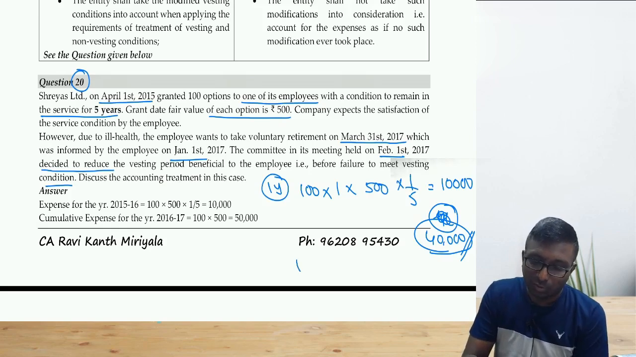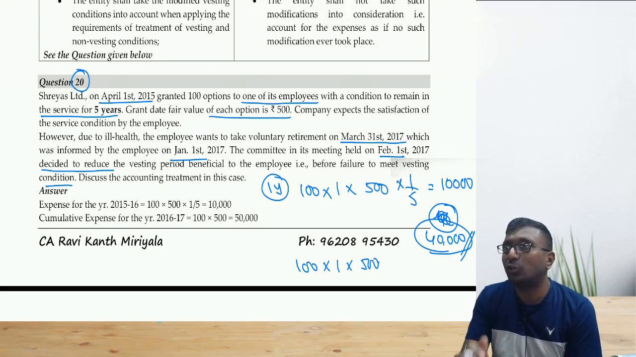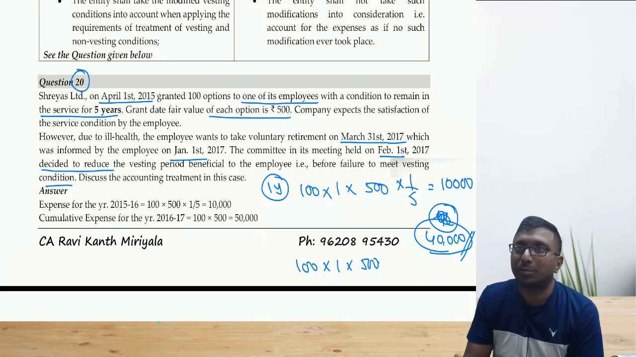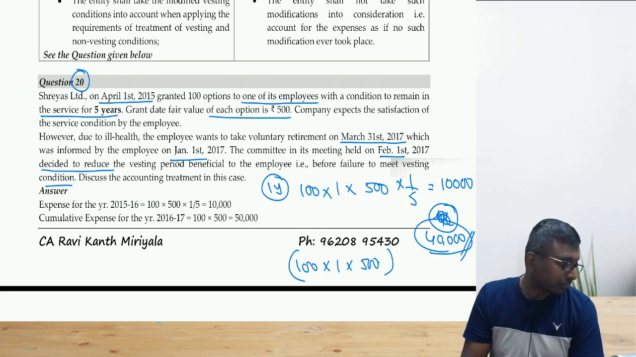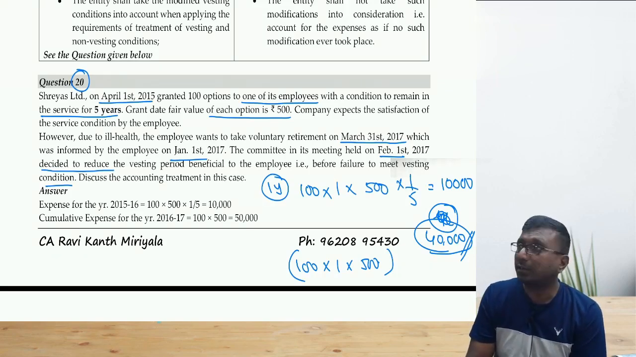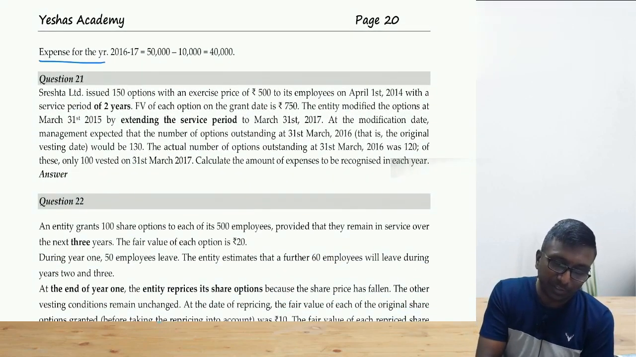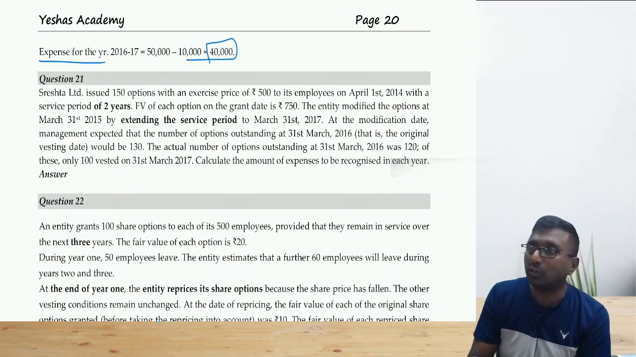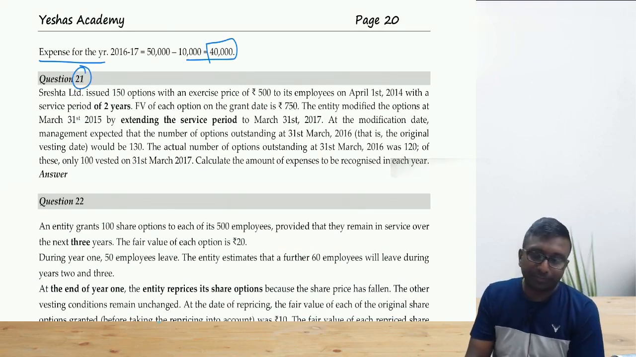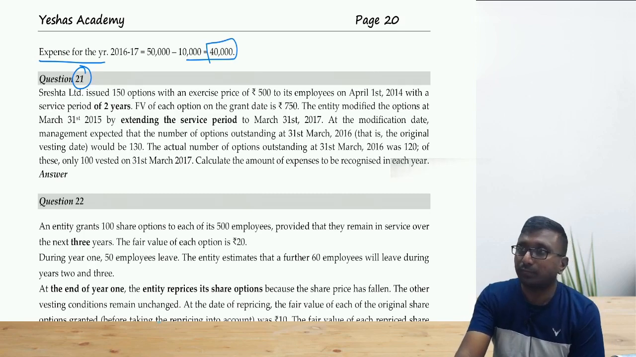That is equal to 100 into 1 into 500. That's all. You reduced it. Whether you put 2 by 2 or 5 by 5, how does it matter? At the end of the day, you are going to give this many shares. Can I go ahead? Right. The entire expenditure for the next year is going to be 40,000 rupees. That's it. Question number 21. First, you read it. We'll solve it.